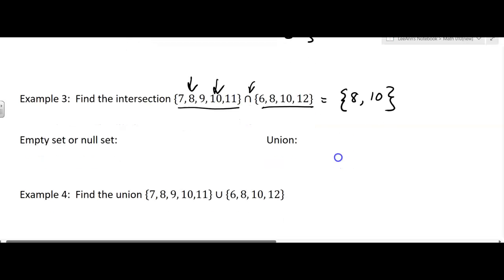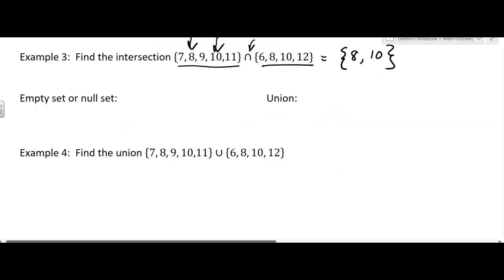Okay. All right. If there's no intersection, let's say that the one didn't have an 8 and 10, if there aren't any elements in a set, it's called the empty set. And the empty set's shown in two ways. One, you could just put the squiggly brackets and not put anything in it. That represents the empty set. Or you can also use the circle with a line through it. That represents the empty set. It's also called the null set. Just means the same thing. Empty set, null set, same. Okay? Two ways to represent it.